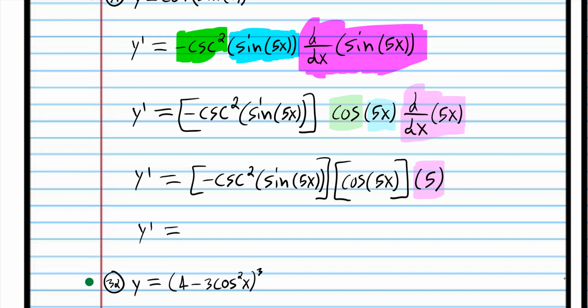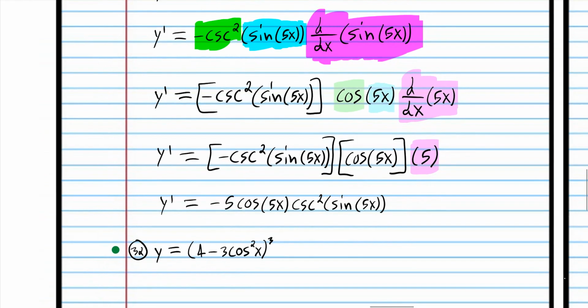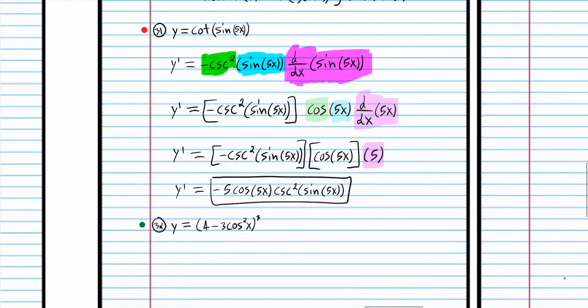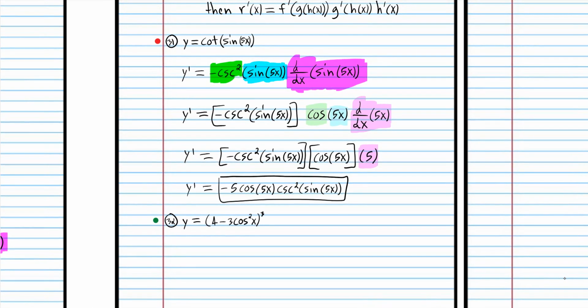Okay, so now I'm going to write the negative and the 5. Take this 5 over here, put it there. And then I'm going to write the cosine 5x and the cosecant squared of sine 5x. That's the way you want to write it to minimize confusion. It's a very confusing expression. I don't deny that, but that's the best way to write it probably.